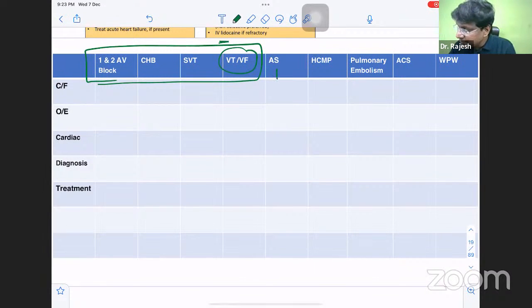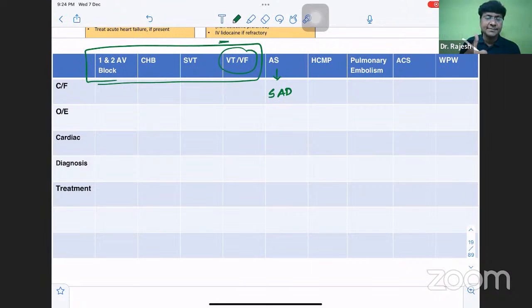Now, coming to the aortic stenosis. Even these patients with aortic stenosis can present with the syncopal attack. And in aortic stenosis, the clinical features you need to remember is the SAD. What is SAD? SAD stands for syncopal attack, angina, and dyspnea. So this will be SAD in case of aortic stenosis.